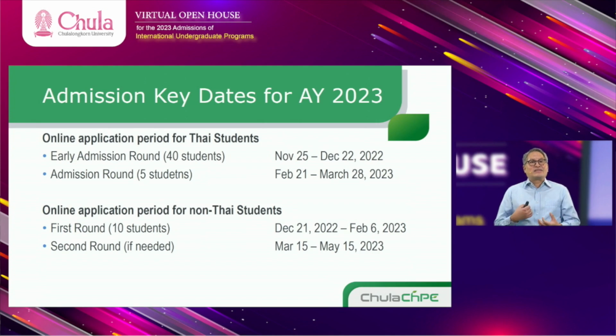For non-Thai students, the first round starts a little bit later, from December 21st until February 6th of next year. We admit up to 10 students, so if we need more, we can open a second round.